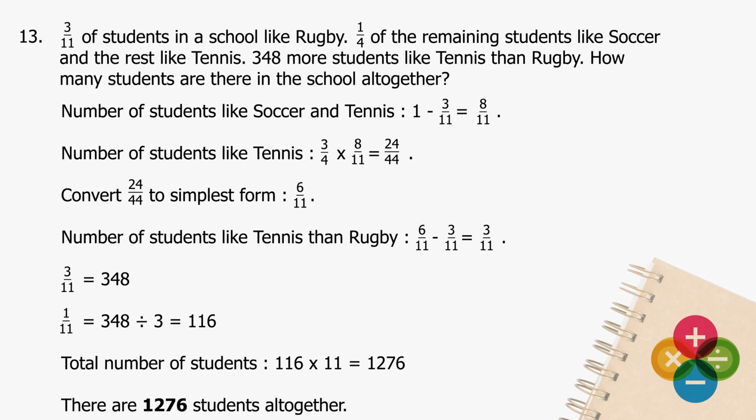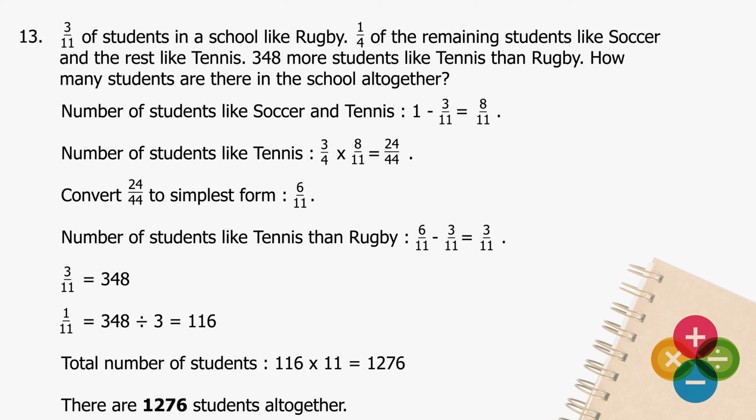The number of students who like soccer and tennis will be, subtract 3/11 from 1, and the difference is 8/11. The number of students who like tennis will be, multiply 3/4 by 8/11, and the product is 24/44. Convert 24/44 to simplest form will be 6/11. The number of students who like tennis more than rugby will be, subtract 3/11 from 6/11, and the difference is 3/11.